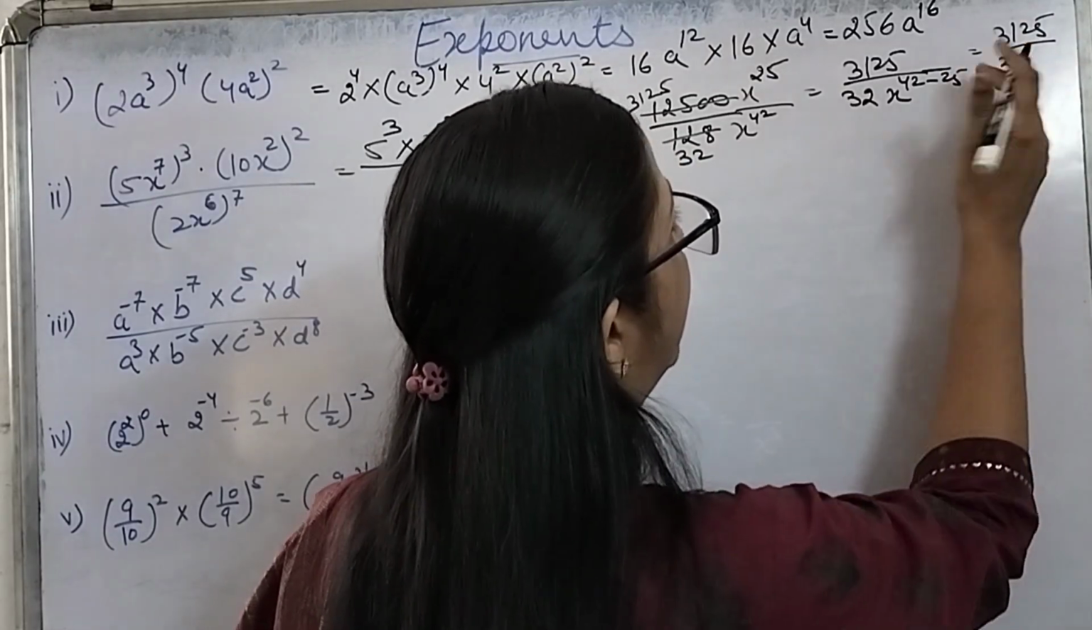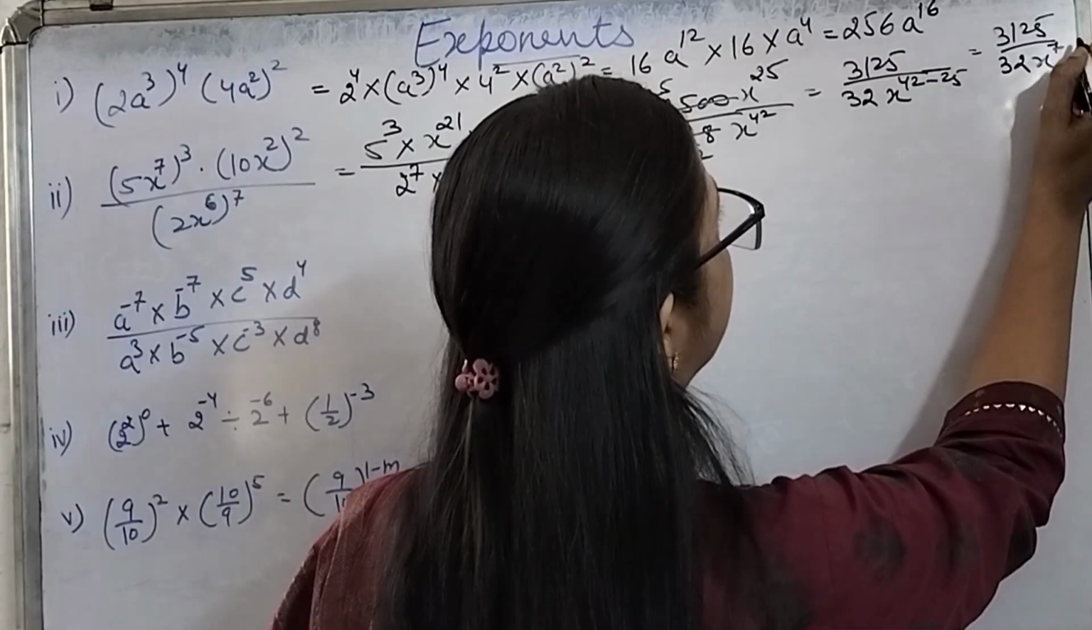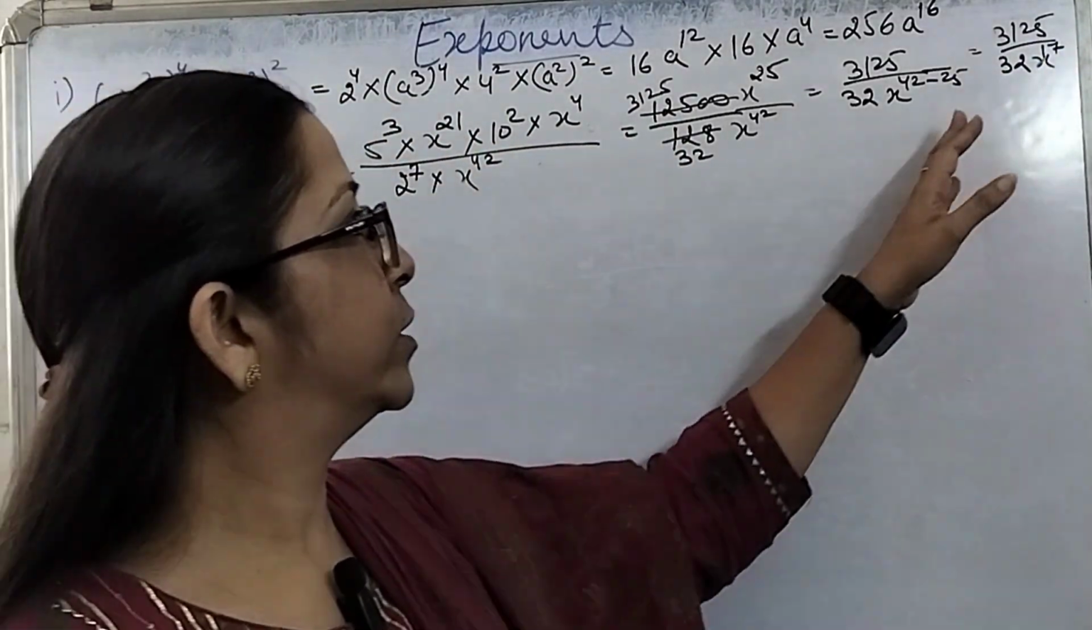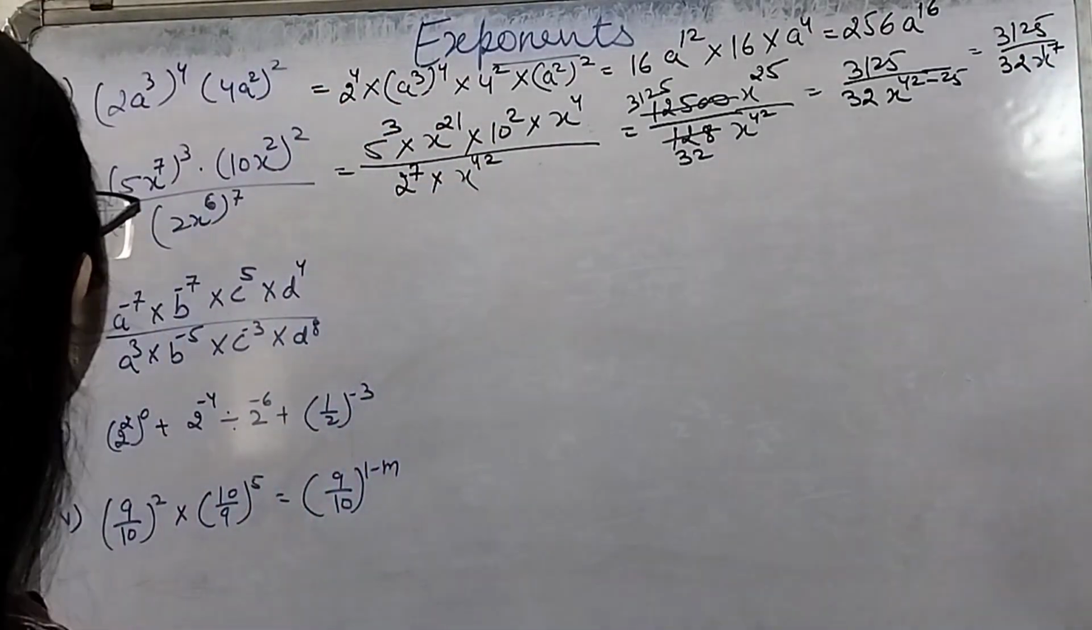3125 over 32, and it will be x raised to the power 12 minus 5, which is 7, and this will be 17. So 3125 over 32 multiplied by x raised to the power 7 will be the answer.